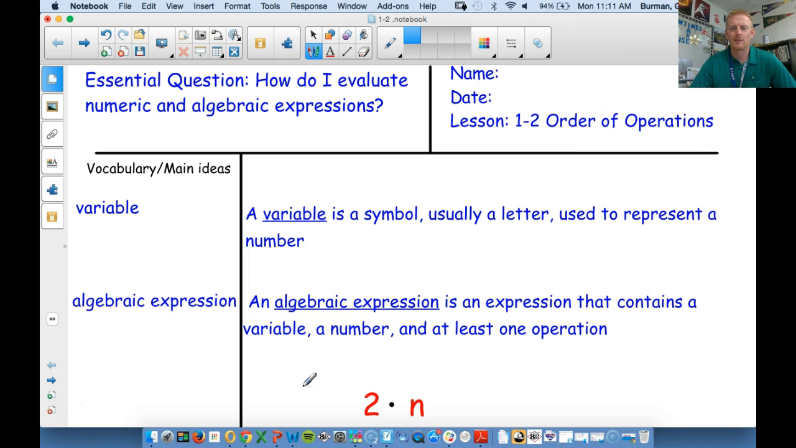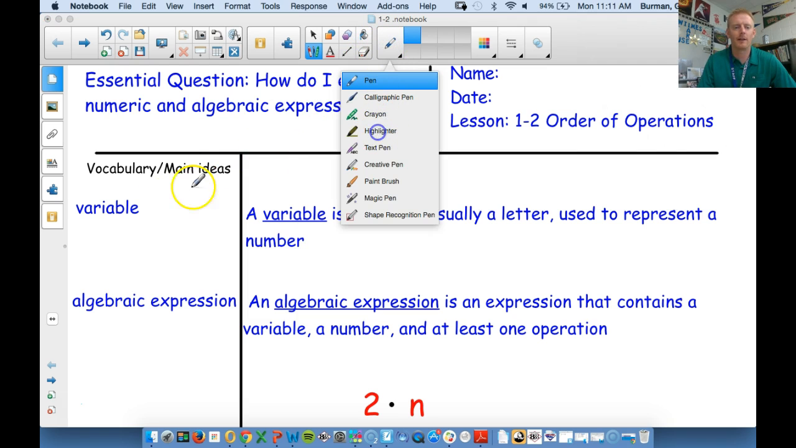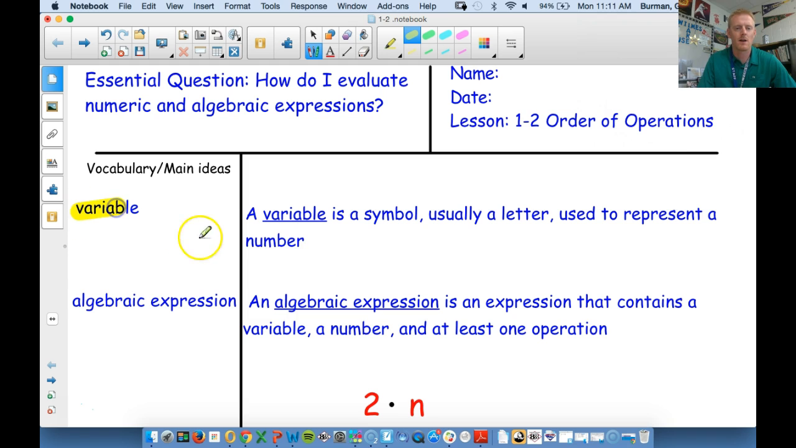This is the first lesson of the year, 1-2, order of operations. I would strongly advise that you take the time to use your highlighter and write down and highlight your information here with your vocabulary words, like variables and algebraic expressions.